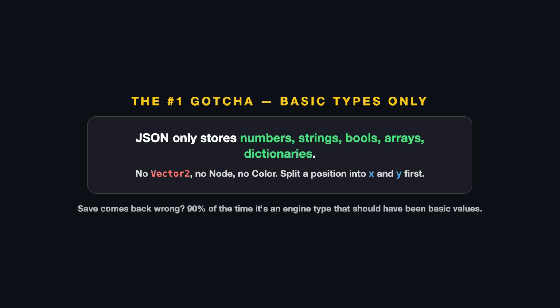If your save file comes back wrong, 90% of the time it's an engine type that should have been split into basic values. Need an inventory? That's just an array of item names inside the same dictionary. Arrays and nested dictionaries are both fair game, as long as every value inside them is a basic type. Keep the dictionary boring and you'll never fight it.